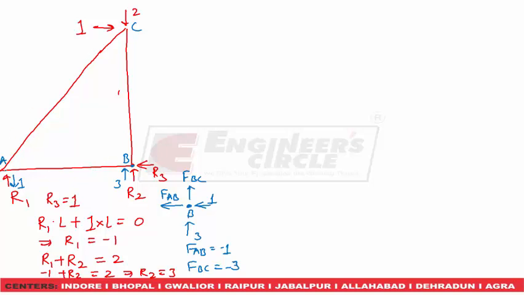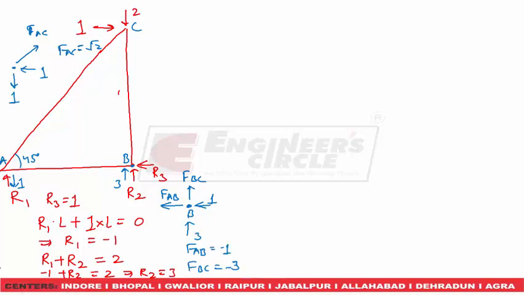And to determine FAC, we can use joint A. So at joint A, from bottom there is R1 and here it is FAB. Now since FAB is minus 1, we can directly apply it to be 1. And here FAC. Now since this is L, this is L, this angle is 45 degree. So FAC by root 2 will be equal to 1. So we can safely calculate FAC as root 2.